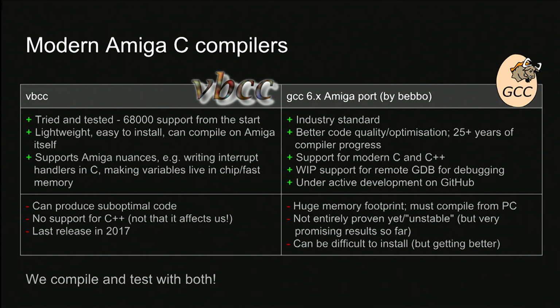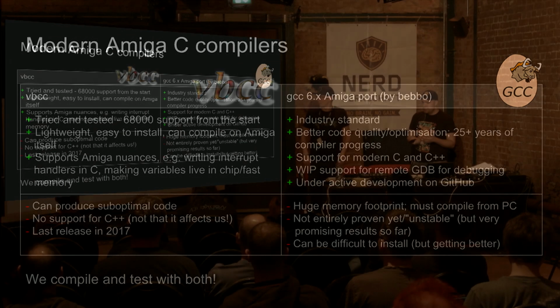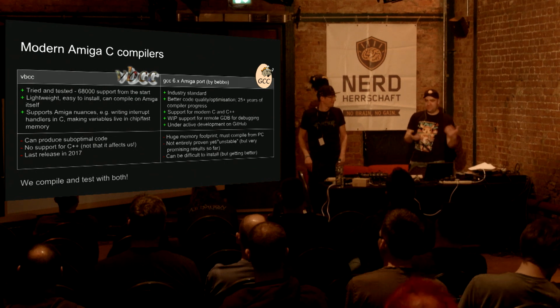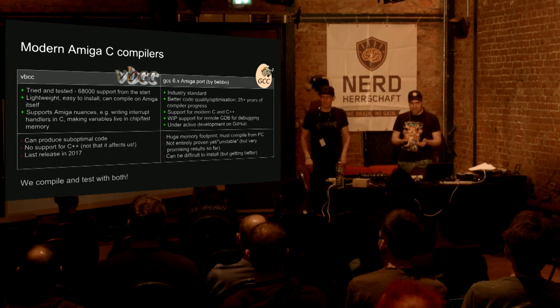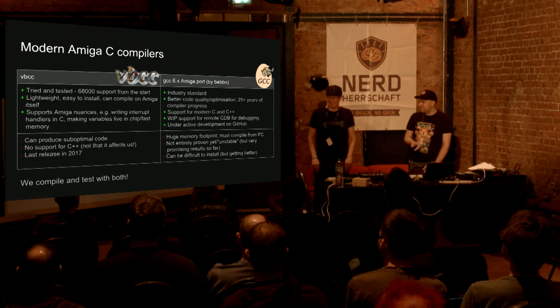It doesn't support C++, not that it affects us because we're just doing pure C. It was last updated in 2017, so it's not that bad, but it just has a slower release cycle than the other alternative. This is GCC 6, which has just appeared within the last couple of years. A guy called Bebo has ported this to create 68K Amiga code, which is amazing. It blows my mind that something that was the state-of-the-art C compiler for modern desktops is now generating code for this 80s machine, which is fantastic.